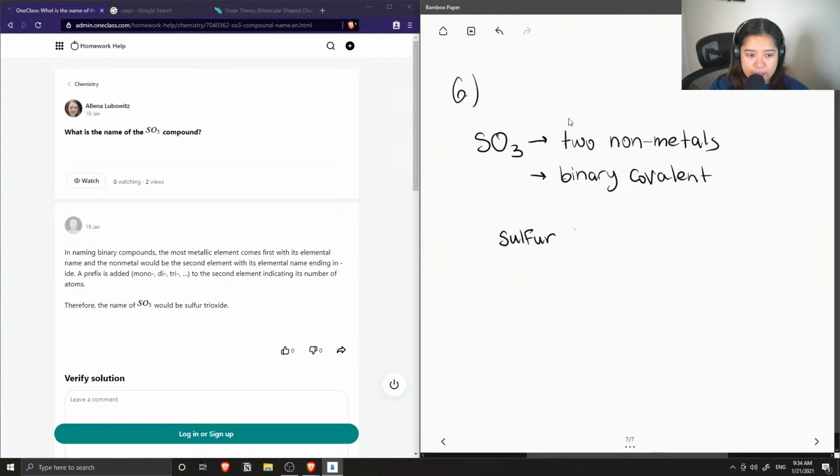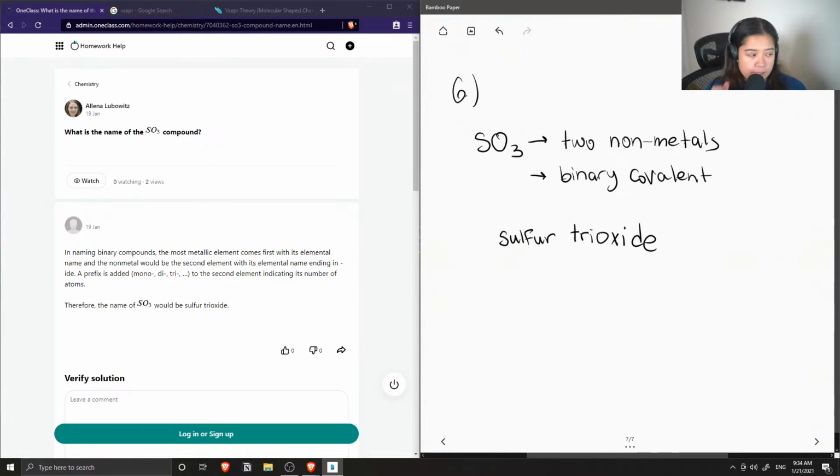For the oxygen, we put a tri in front of it. And then we start to write out the name of the second element, except this time it's going to end in "ide." So it's going to be sulfur trioxide.